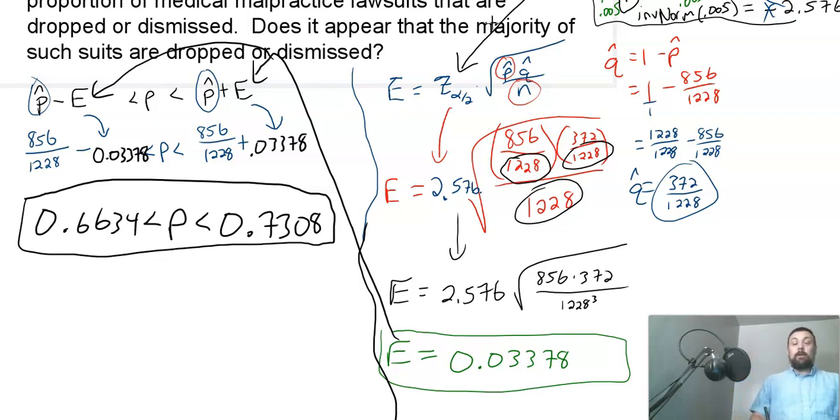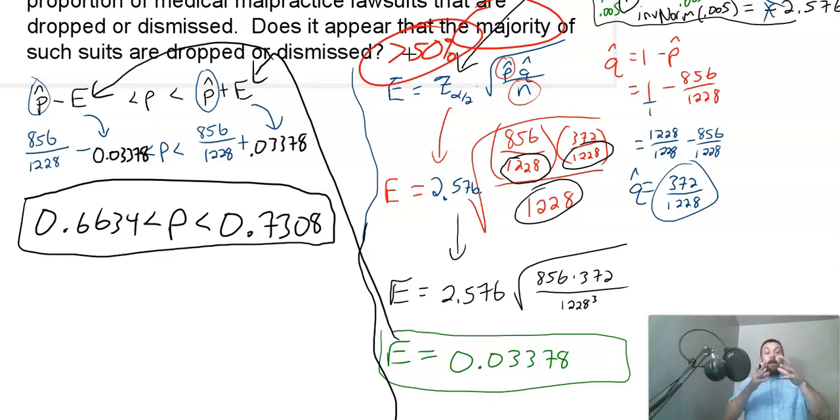So when they say majority, they're not asking you, do you think that's a lot? Do you think this is a lot of cases that get dropped? They're specifically asking, does it appear that more than 50% of such suits are dropped or dismissed? So it's very explicit there. Majority means more than 50%. That's literally what that means, and you have to think of it that way to answer this question correctly.